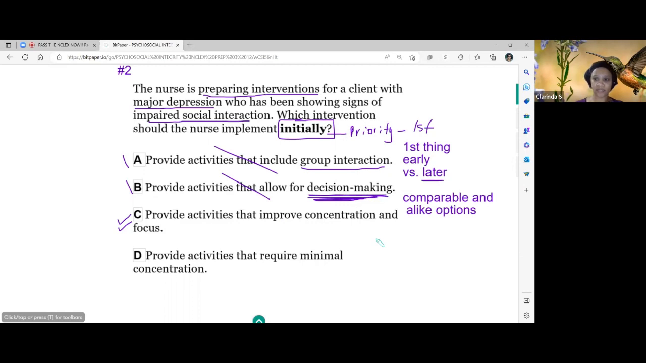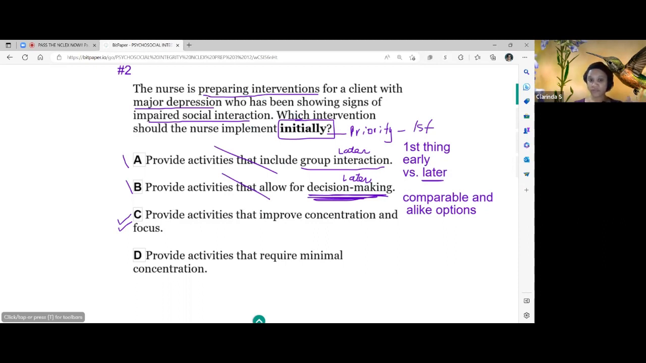Decision making, group activity. So you might start seeing the similarities now, that these are things we would do later when the patient is a little more able to focus better. Right now, in the early initial stage of this major depression, we're preparing interventions, and these two things are kind of later on. So you may be looking at that as what's comparable, what's alike. They're both things they can do later, but maybe not in the very beginning. Not the first thing we want to do, not early.